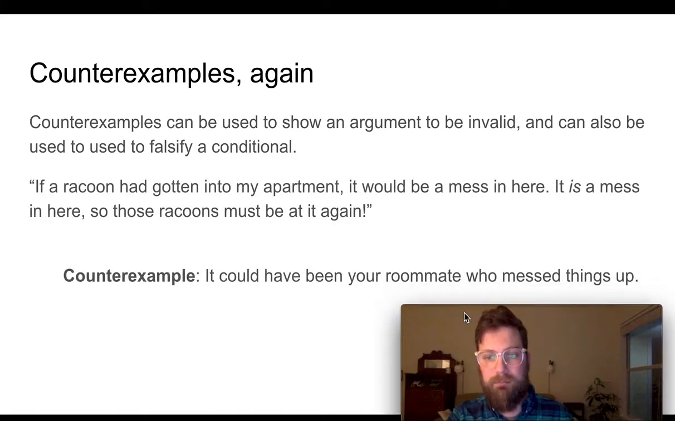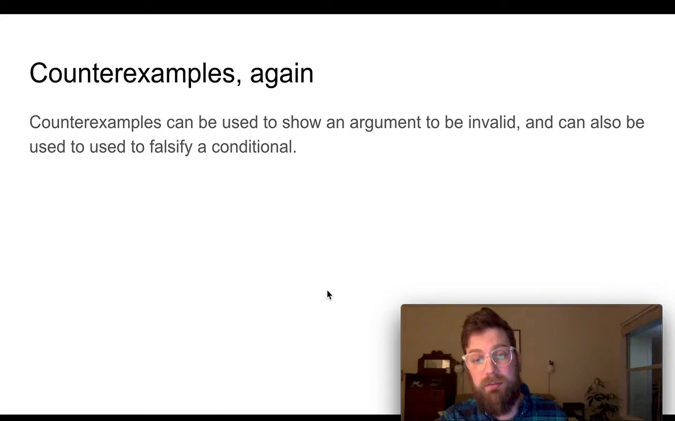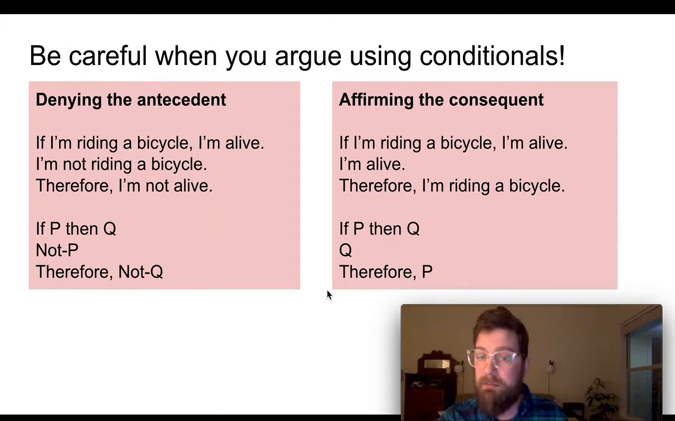But we all know that there's a lot of ways to make a mess in this life, right? And it might have been that your roommate messed things up. Or a door got blown open and it was the wind that made a mess. Right? So the idea here is that we can use counterexamples to display the invalidity of an argument.